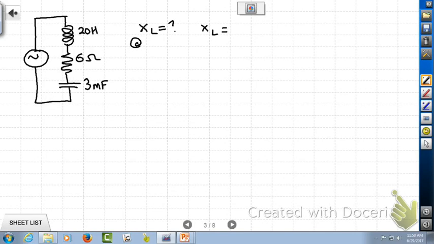So that is going to be LC. I'm going to say 3 radians per second. No, let's say 5 radians per second. At 5 rad per second, XL is equal to omega L, which equals 5 times 20, which equals 100 ohms. So at this frequency, that's 100 ohms.